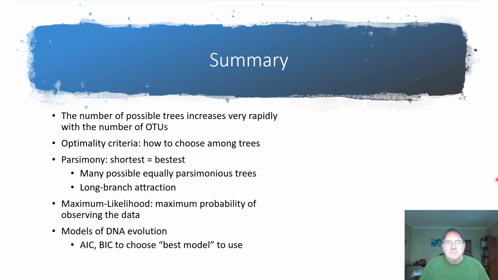Maximum likelihood attempts to take care of a lot of this. Basically what you're trying to do is to maximize the probability of observing the data you have given that cladogram. There are multiple models of DNA evolution to use, and the recommendation is to use either AIC or BIC to choose the best model, to compare the likelihoods using those criteria. Select the one that works best and stick with that one for the analysis.